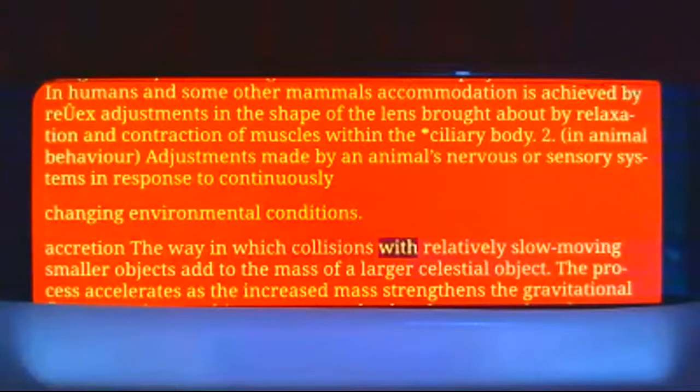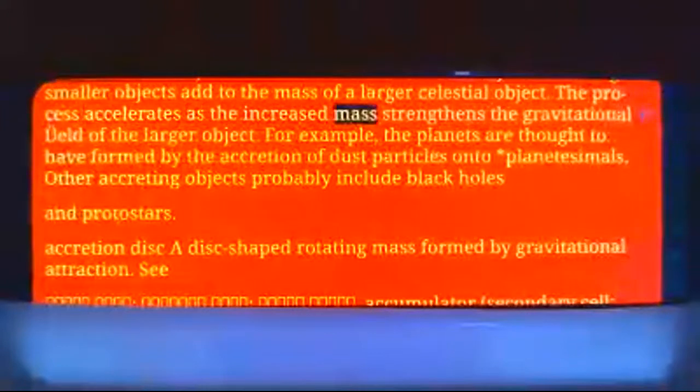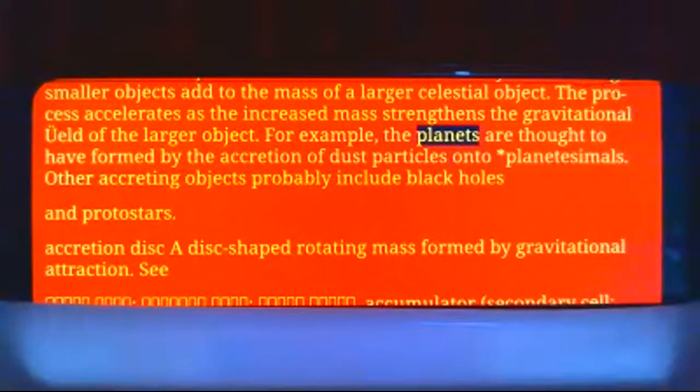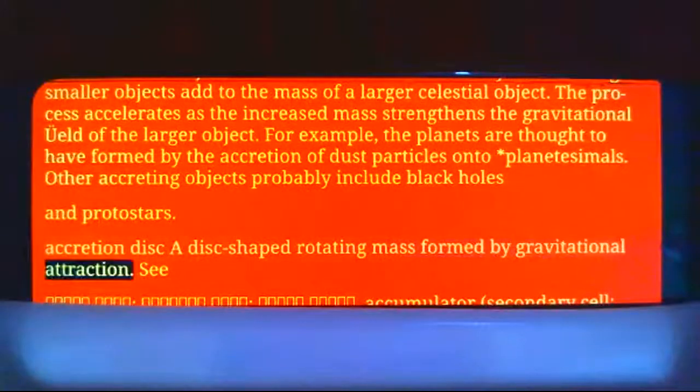Accretion: the way in which collisions with relatively slow-moving smaller objects add to the mass of a larger celestial object. The process accelerates as the increased mass strengthens the gravitational field of the larger object. For example, the planets are thought to have formed by the accretion of dust particles onto planetesimals. Other accreting objects probably include black holes and protostars. Accretion disk: a disk-shaped rotating mass formed by attraction.